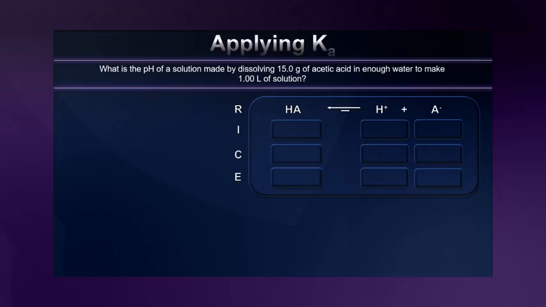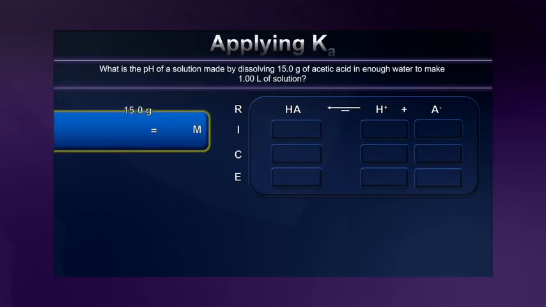Let's get started by calculating the initial HA concentration. That's going to be 15 grams of acetic acid dissolved in enough water to make 1 liter of solution, so 15 grams per liter, and with a molar mass of 60 grams per mole. We can do our unit analysis and determine our equation is set up correctly to determine the molarity of acetic acid. We get 0.250 molar acetic acid as our starting concentration. So let's put that up here in our initial block for the acid.